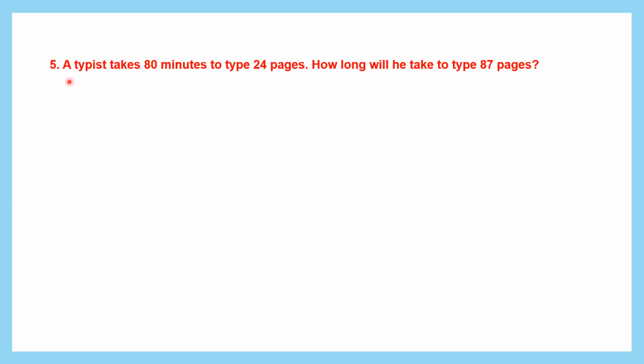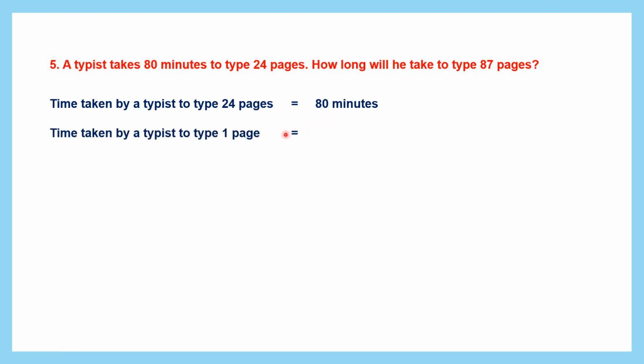Question 5. A typist. Typist is someone who types. A typist takes 80 minutes to type 24 pages. How long will he take to type 87 pages? Okay, so let's write down the statements. Time taken by a typist to type 24 pages, 80 minutes, it's given to us. So we know that for 24 pages, he took 80 minutes. We need to find how long he'll take for one page.